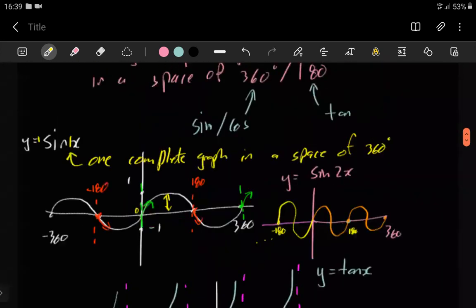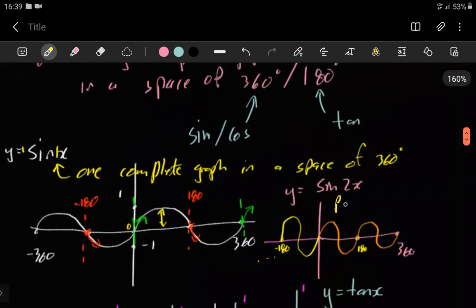For an image like this one, it takes you 180 degrees to get a complete graph. You see, because in a space of 180 degrees, you have a full graph. So the period is 180, but the frequency is 2, because you have 2 graphs in a space of 360, and it takes you 180 degrees to get one full graph.